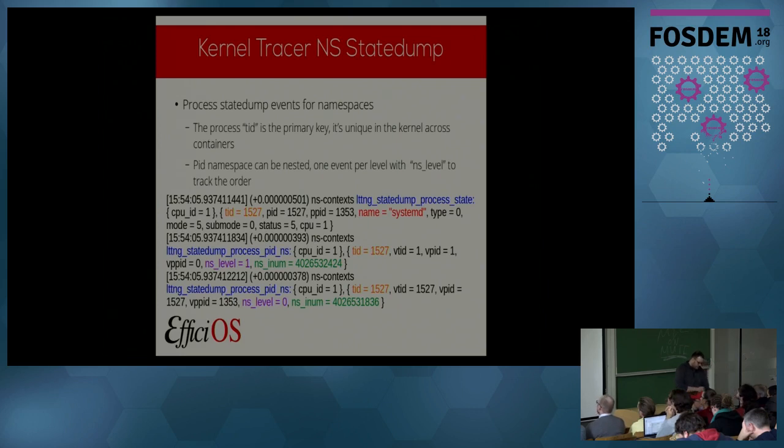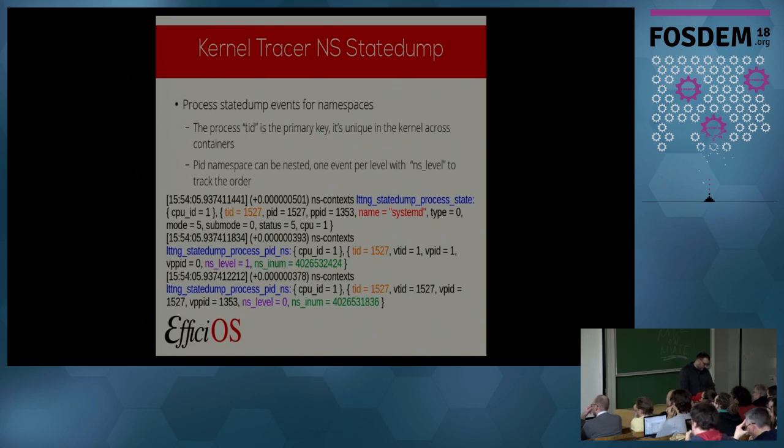And then the state dump. This state dump would give us the initial state of each process that is running inside containers. For example, here we have the systemd process, and we can see that its TID is 1527 in the kernel, and then we get two PID NS state dump events. So we can see that the namespaces are nested. The first event has a level of 1, so this is the PID namespace of the container, and then the other one has a namespace level of 0, so that's the host root namespace.